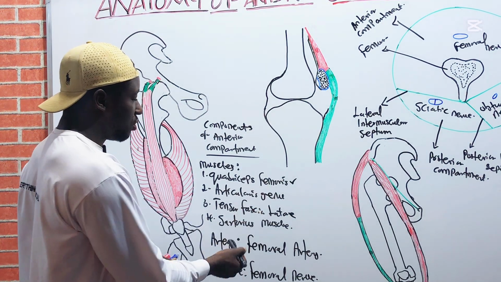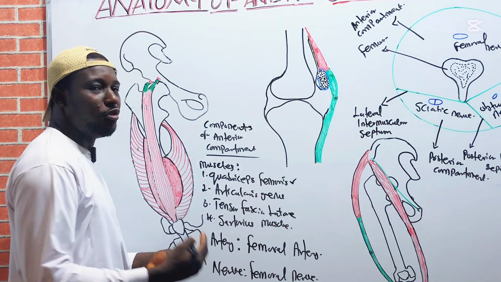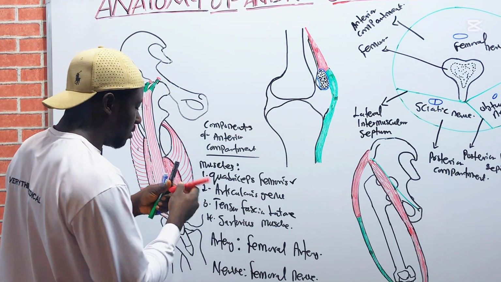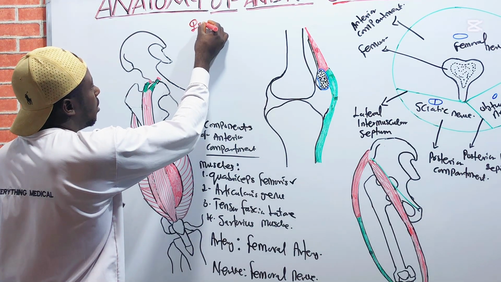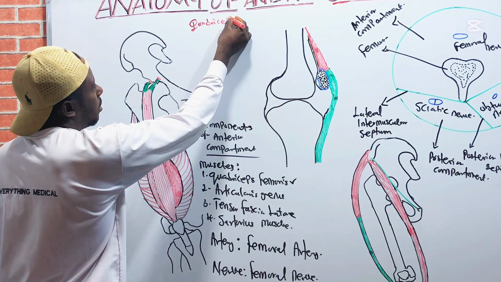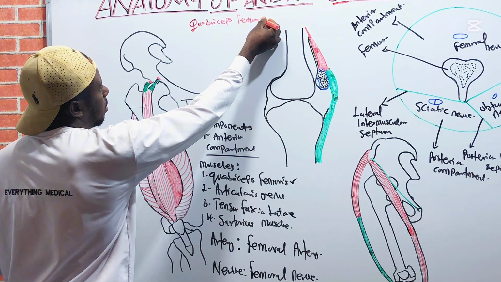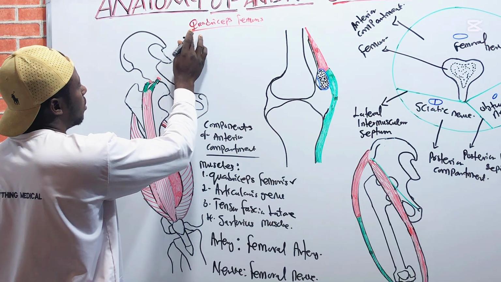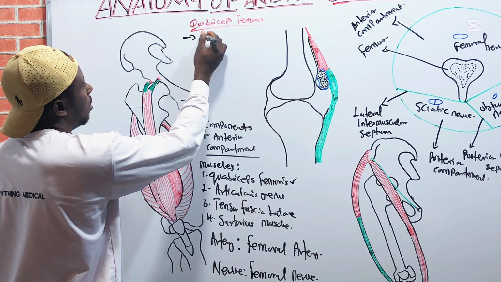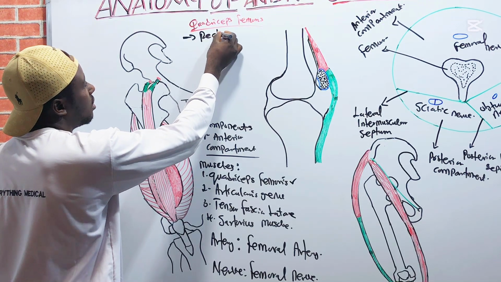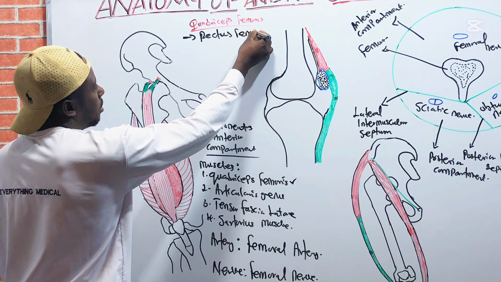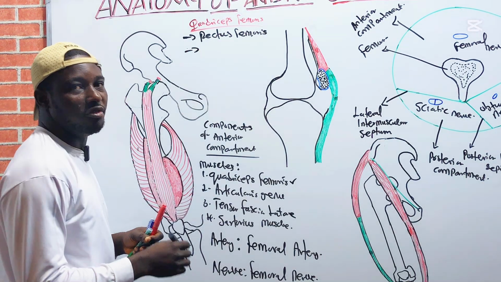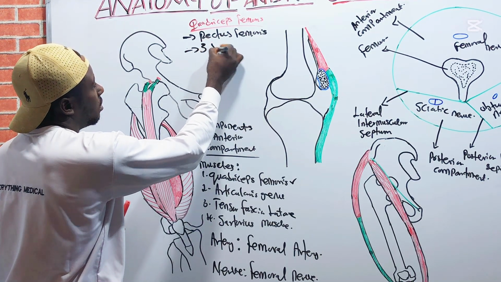We have 4 muscles that form the quadriceps femoris, 4 individual muscles. Those 4 muscles include the rectus femoris and 3 vastus muscles.